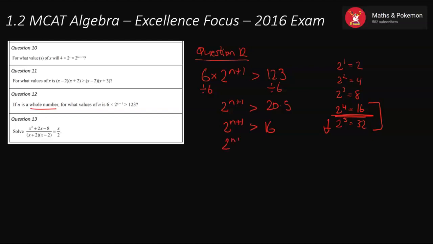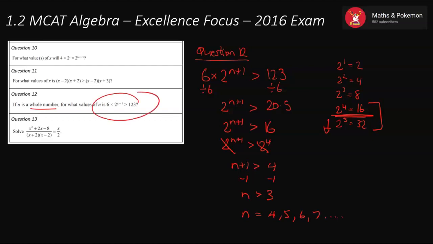Let's change it to 2 to the power of n plus 1 greater than 2 to the power of 4. We can cancel out the bases now. So we've got n plus 1 is greater than 4. Oh, not sure why I wrote a 5 there, it's definitely a 4. And then we've got minus 1, n greater than 3. So what this means is, for any whole number, that means if n is equal to 4, 5, 6, 7, anything above that, that means this inequation will be true.